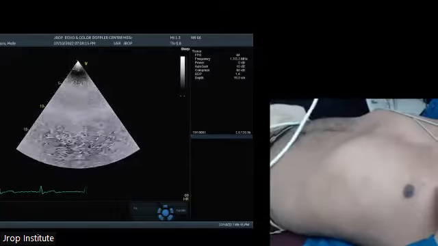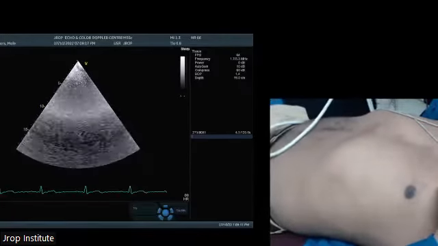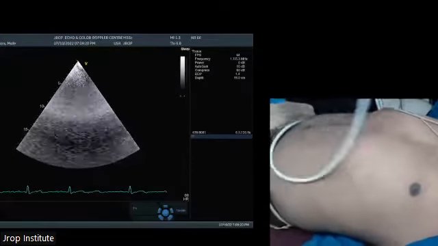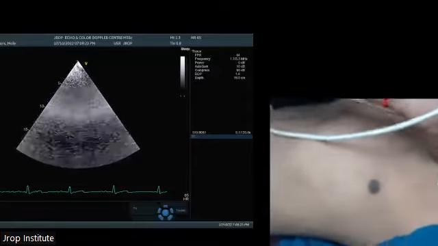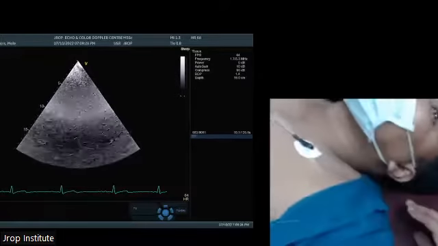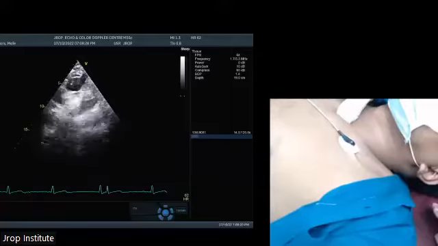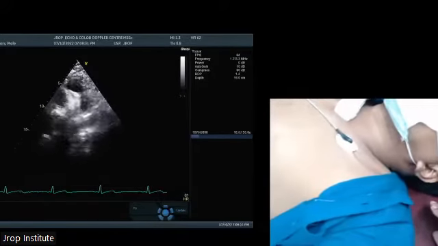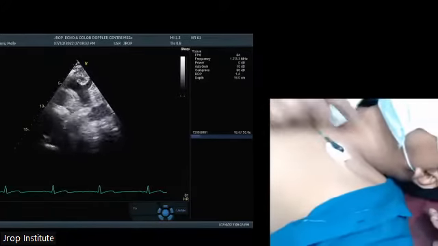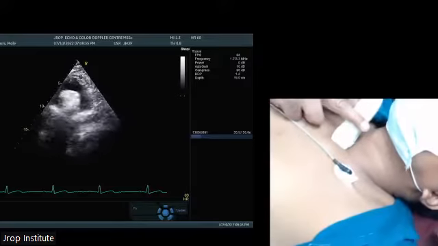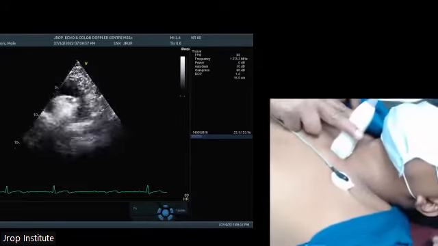And the last window, the suprasternal window. The patient is still lying flat on his back, and I'm putting the probe right into the suprasternal window. Now you can look, index marker at 11 o'clock, 1 o'clock position, reducing the depth.